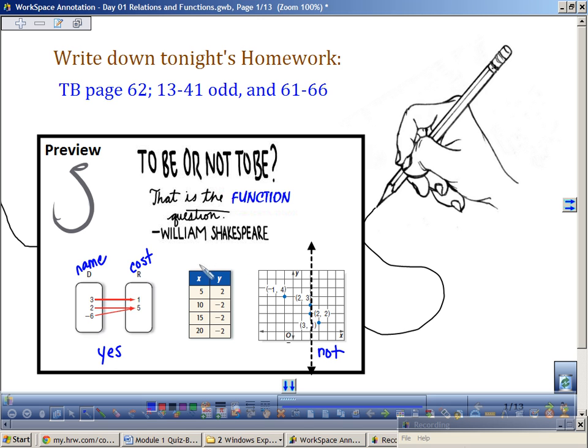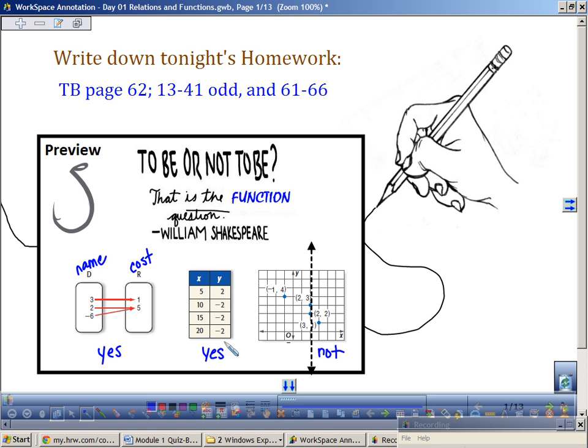Let's do the same thing here. So the pizza number 5 is $2. Looks like this one is going to do the same thing, $2. The pizza number 10 is -$2. The pizza number 15 is -$2. The pizza number 20 is -$2. Is this a function? Yes. How could I change this so it would not be a function?